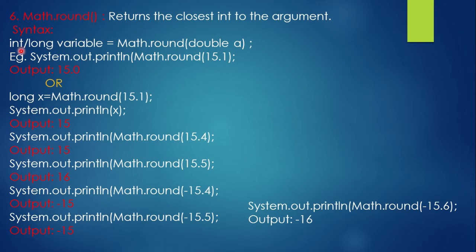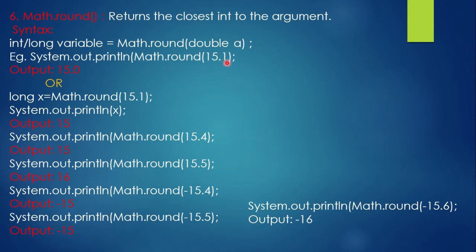All those functions we have discussed so far had the return type double, only double. But this function has a return type of int or long. The syntax is a variable, then math.round, then the argument. Now let us see the example over here.